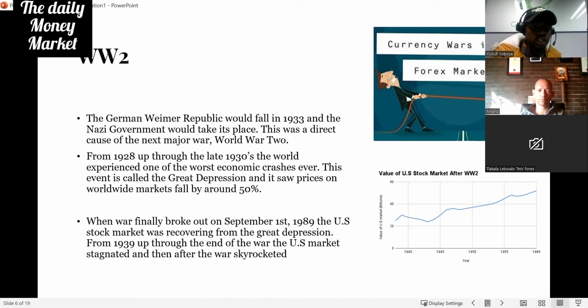So during World War II, the same thing. The German Weimar Republic would fall in 1933, and the Nazi government would take over and replace that German organization. This was directed because of the major war, which was World War II. From 1928 up through the late 1930s, the world experienced one of the worst economic crashes ever. This event is called the Great Depression. Those that have been in the stock market a lot know the Great Depression. When you search the Great Depression on YouTube, you can see the videos where everything was crashing.